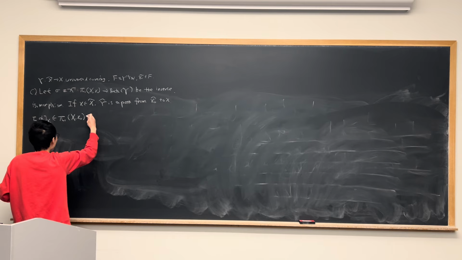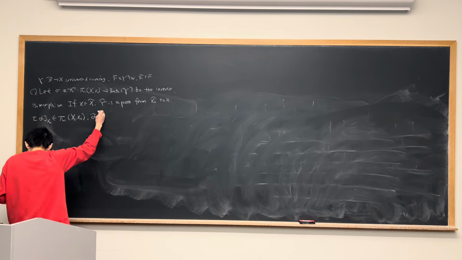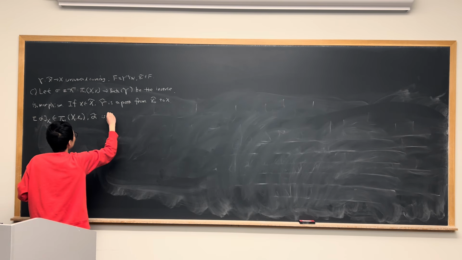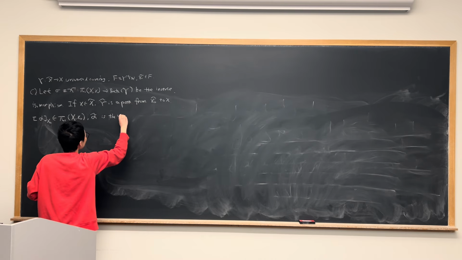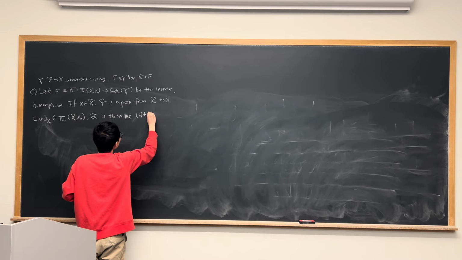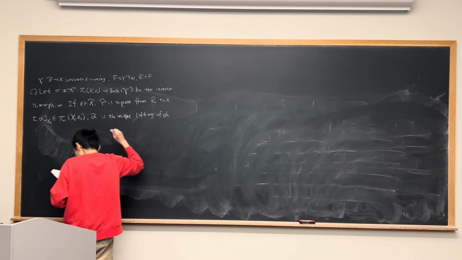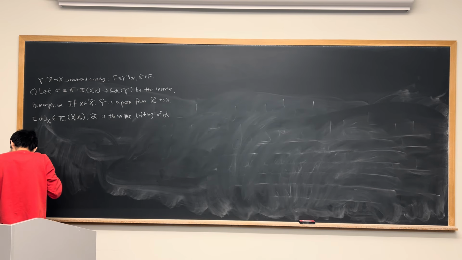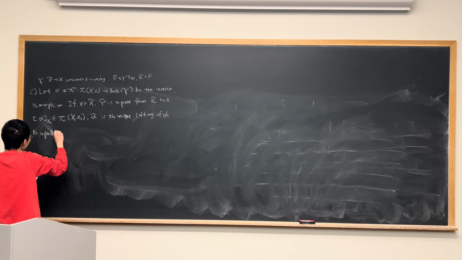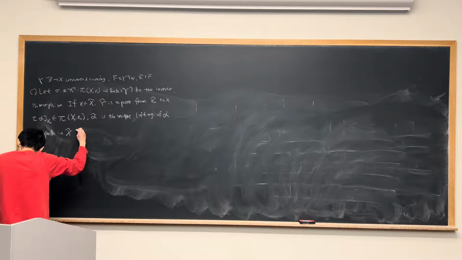And then this alpha tilde is the unique lifting of alpha to a path in x tilde with alpha tilde 0 equal to x naught tilde.